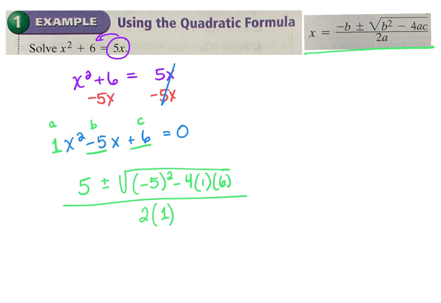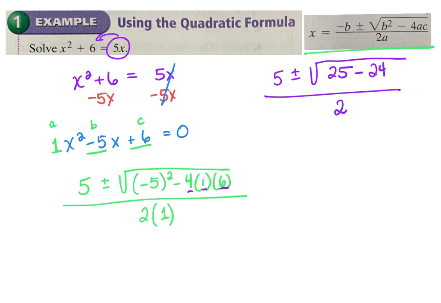So I'm going to rewrite this, and I'm going to say 5 plus or minus. What is negative 5 when I square it? 25 minus 4 times 1 times 6 is 24. All over 2 times 1, which is 2. And I'm going to keep simplifying it. 5 plus or minus 25 minus 24 is 1, over 2. All right? Obviously, the square root of 1 is just 1.